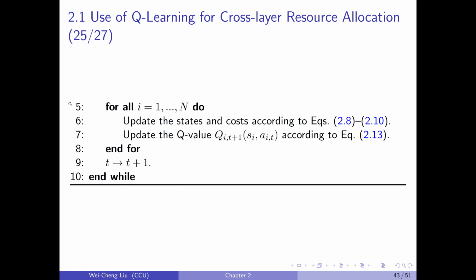Line 5, for all i equal to 1 to capital N, where capital N is the number of secondary users, do the following. Line 6, update the states and costs according to equations 2.8 to 2.10. Let us see equation 2.8 first.